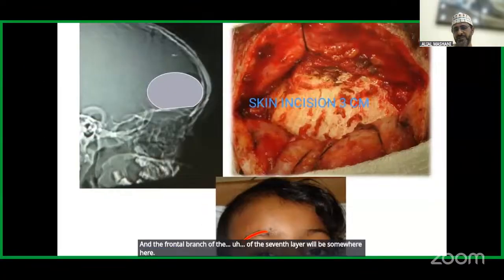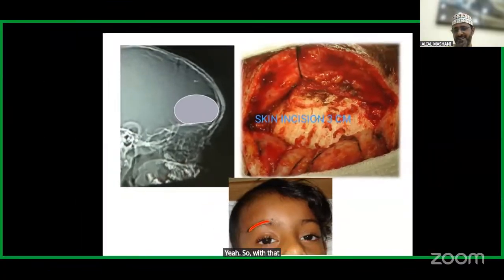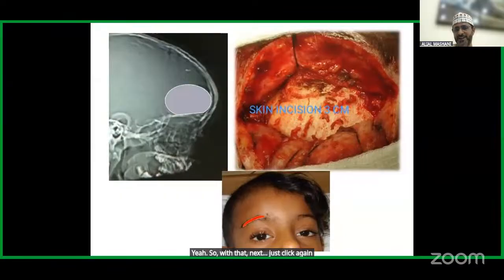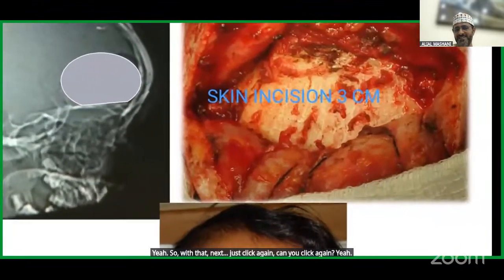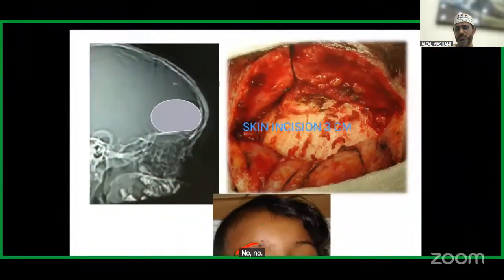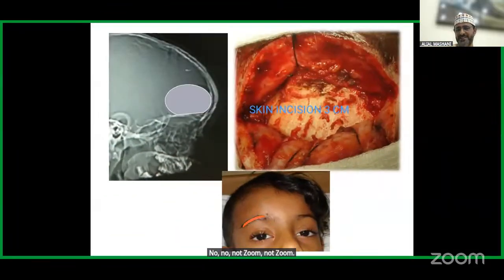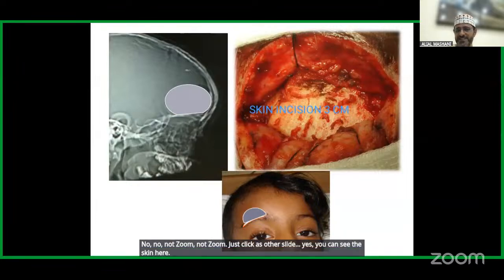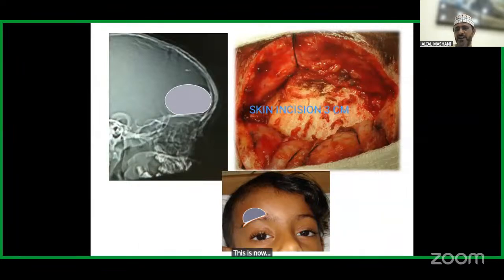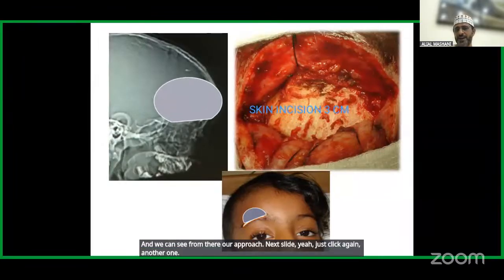Yeah. So with that, next, just click again. Can you click again? Yeah. No, not zoom. Just click as another slide. Yes, you can see the skin here.